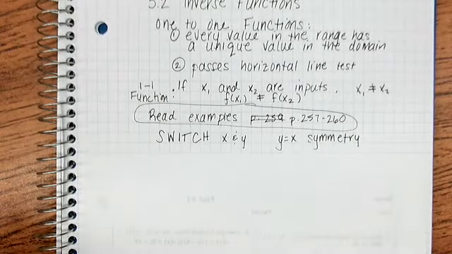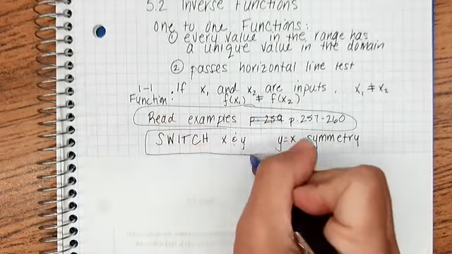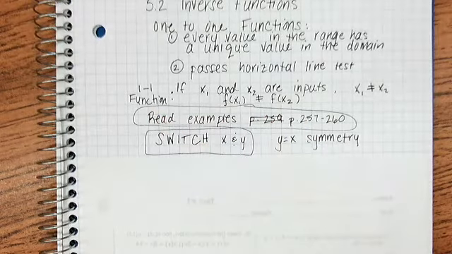Most important thing to know when you are going to find an inverse, which is also going to lead to one-to-one, is that you switch x and y to start finding an inverse function, which actually will lead you to determine whether that function is one-to-one.